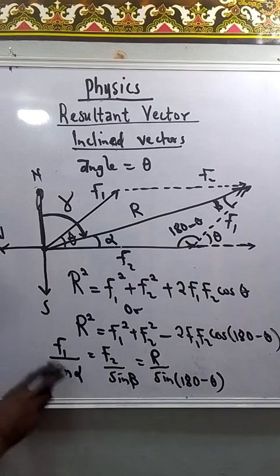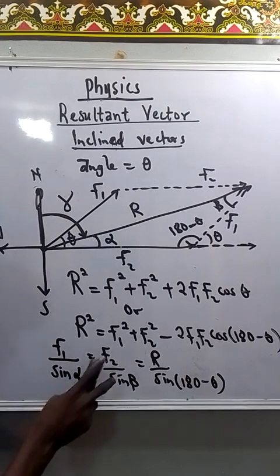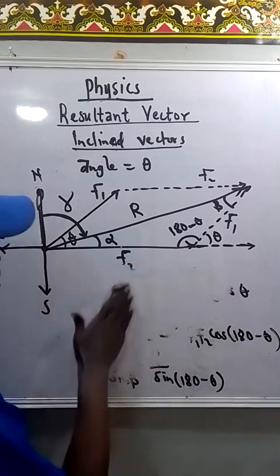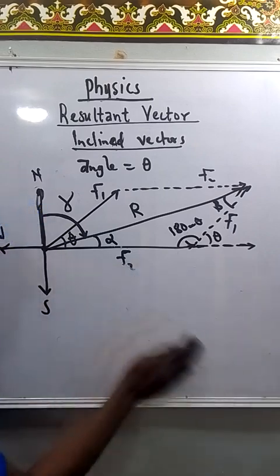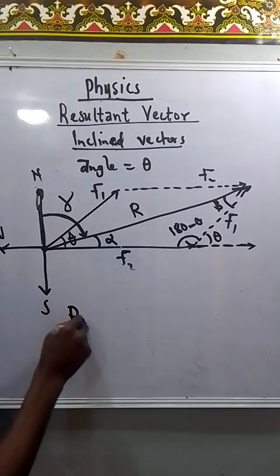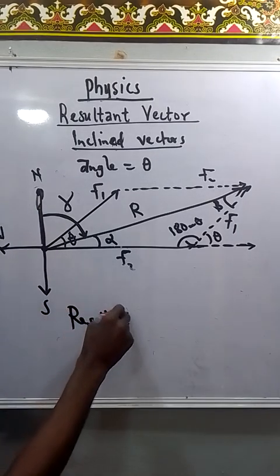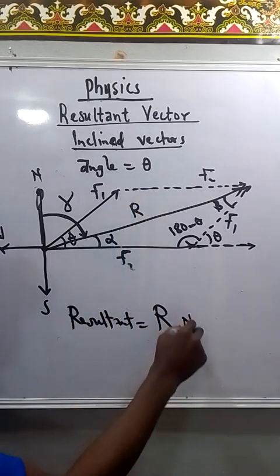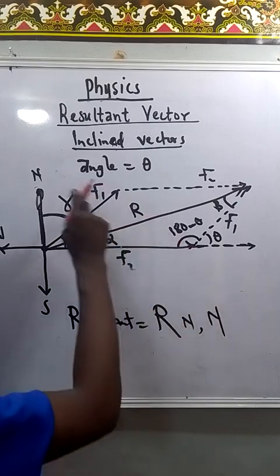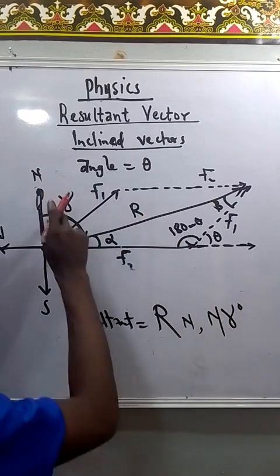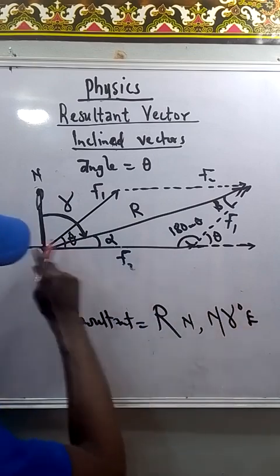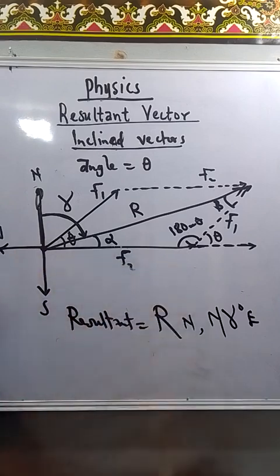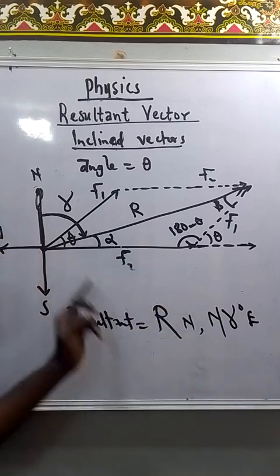So the complete representation of the resultant will now be: resultant equal to R, whatever we get for R, in newtons, in the direction north gamma degrees east. This is gamma degrees east, depending on where the resultant is falling. It may fall here, it may fall here, it may fall here.